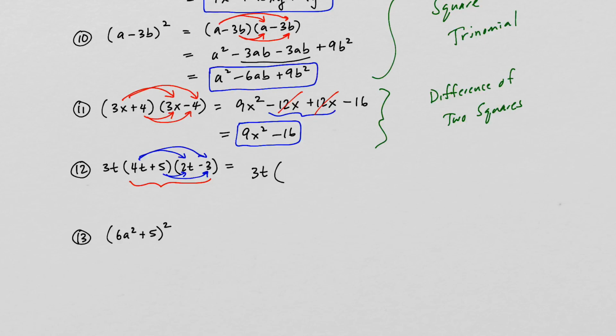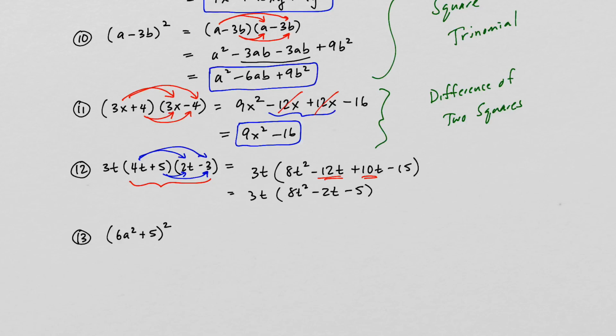So when we do the multiplication, 4t times 2t is 8t squared. 4t times negative 3 is negative 12t. Positive 5 times 2t is positive 10t. And positive 5 times negative 3 is negative 15. From there, we can combine like terms in the middle here. These two are like terms. Negative 12t plus 10t is negative 2t.